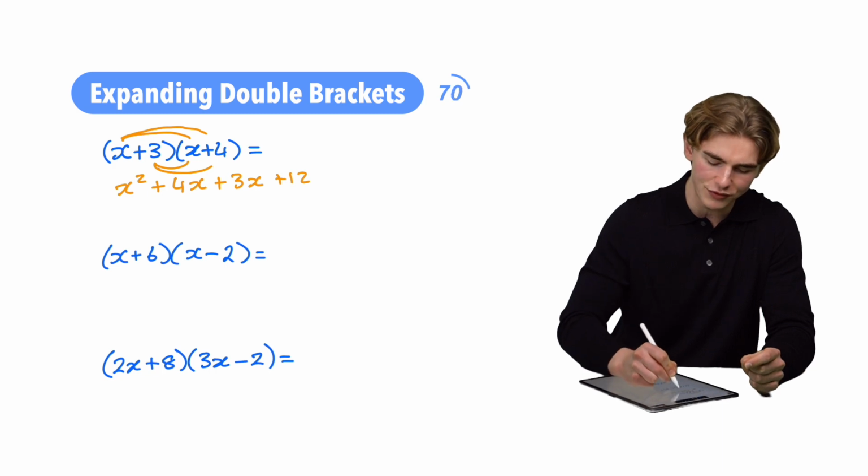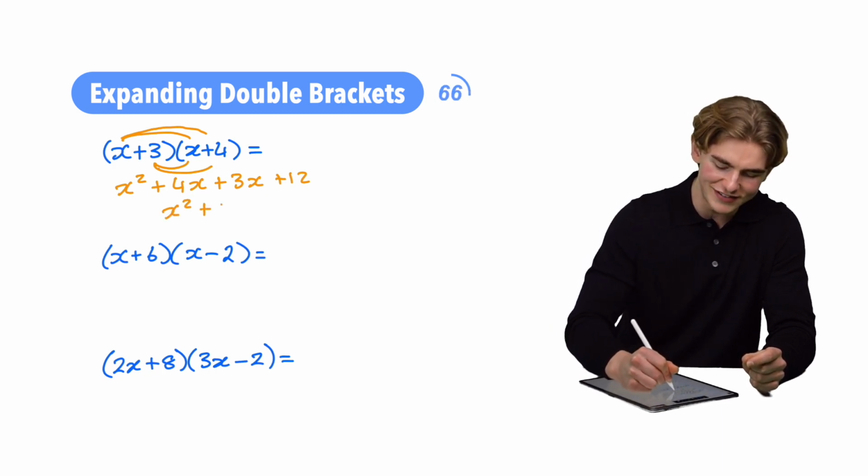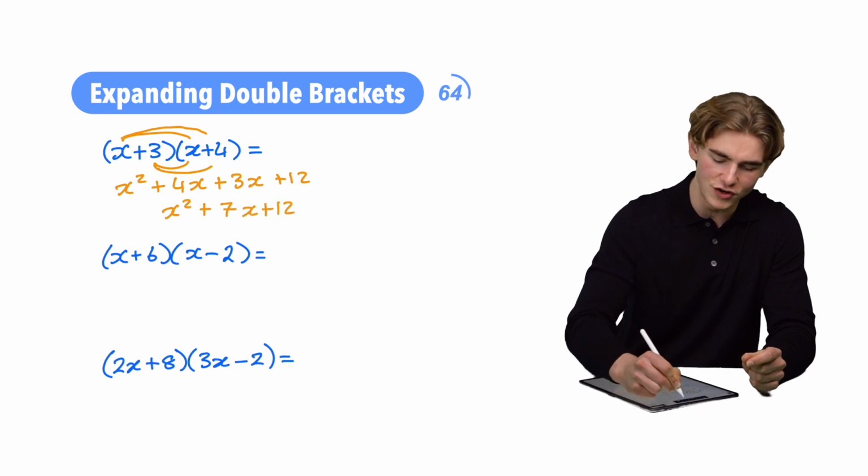Next, we can simplify 3x plus 4x. What's that going to give us? It's going to give us 7x. So we have x squared plus 7x plus 12 as our first expanded version.